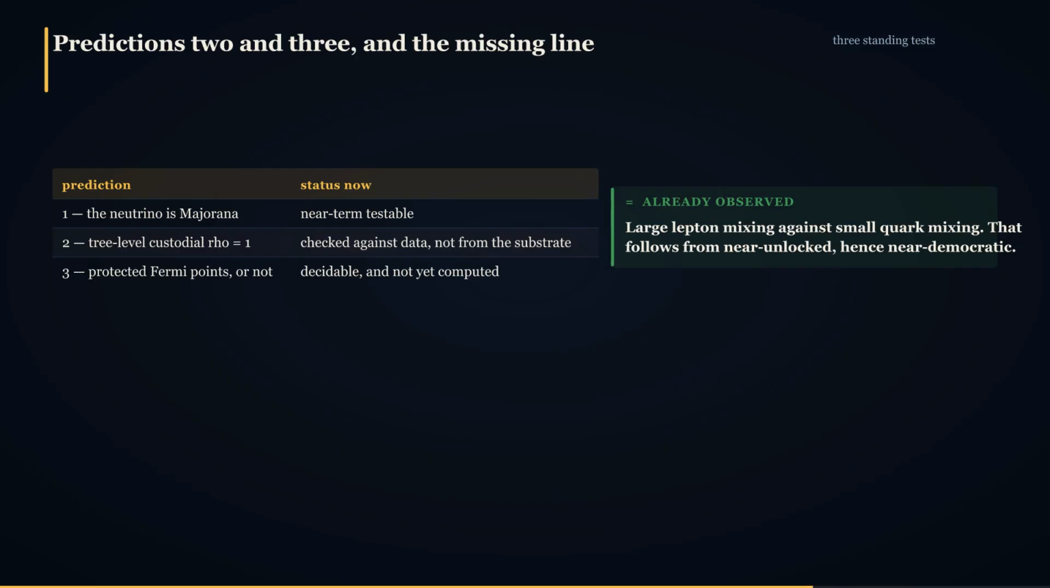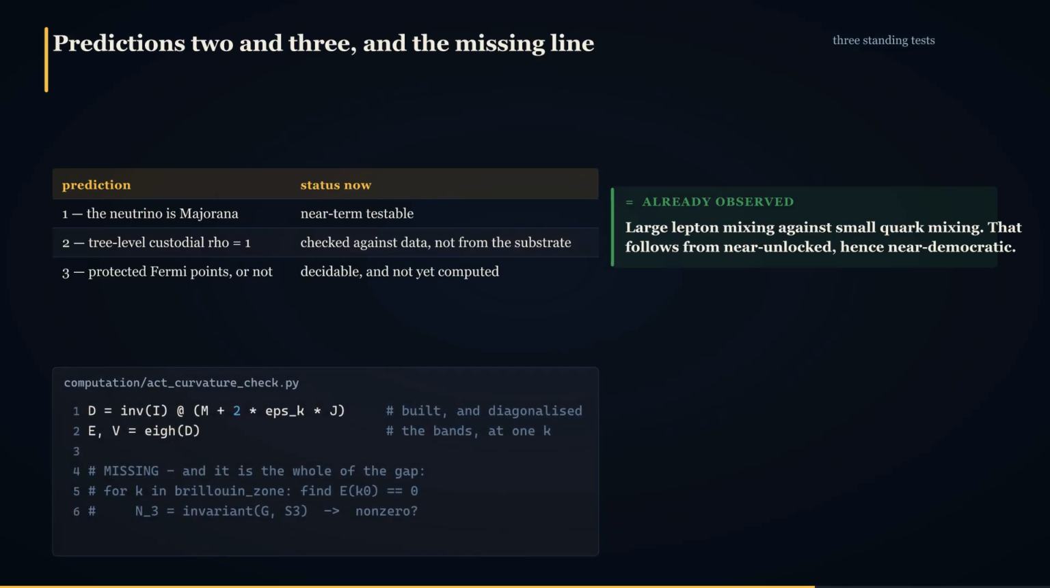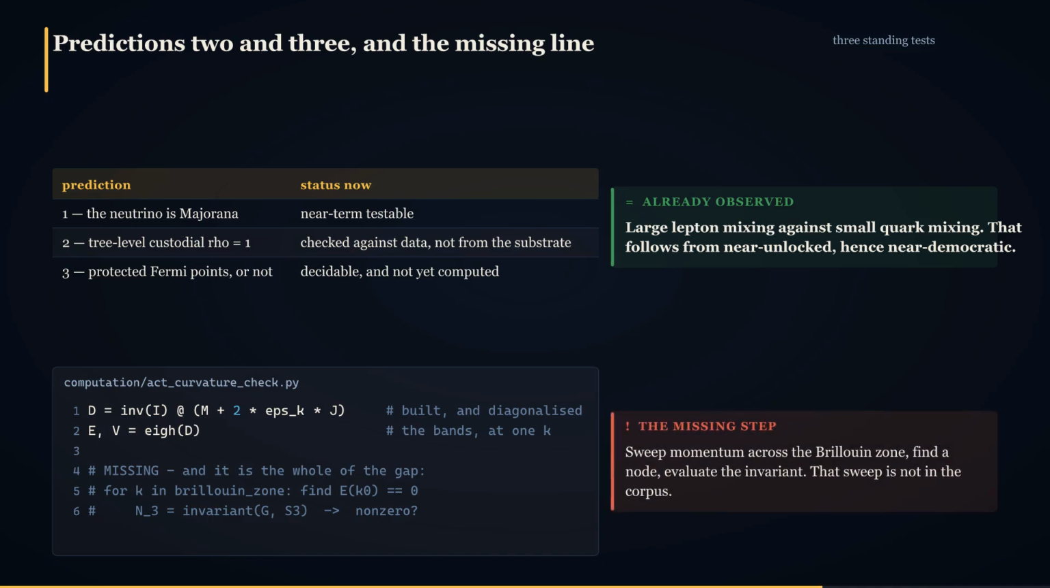The curvature check already diagonalizes the multiband dynamical matrix. The missing step is to sweep momentum across the Brillouin zone, find a node, and evaluate the invariant. That sweep is not in the corpus.